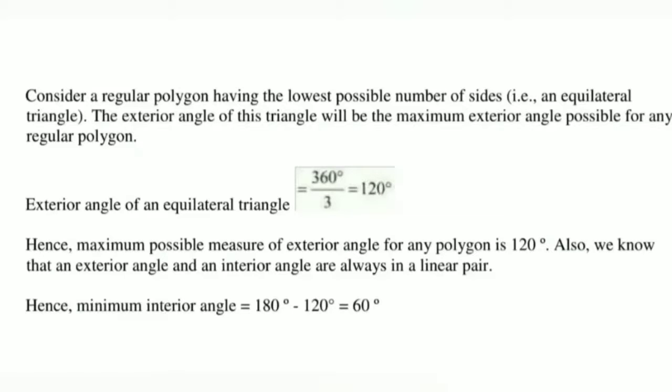Also, we know that an exterior angle and an interior angle are always in a linear pair. So, hence minimum interior angle is equal to 180 degree minus 120 degree. So, this is equal to the 60 degree. So, scholars, your exercise number 3.2 is also completed.